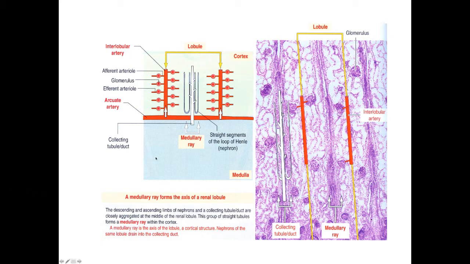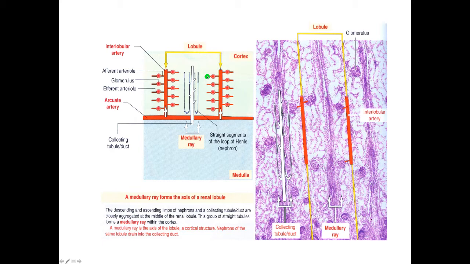Here would be an arcuate artery, like so. The arcuate artery gives rise to interlobular arteries, so traced like that and like that. And from the interlobular arteries, you have afferent arterioles, which are going to ramify into the glomerular capillaries and then give rise to the efferent arterioles.